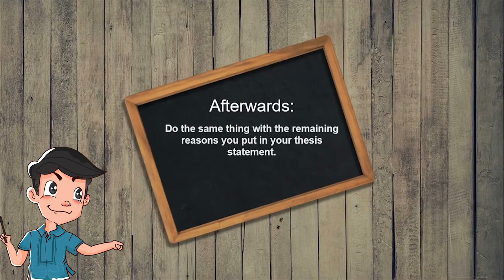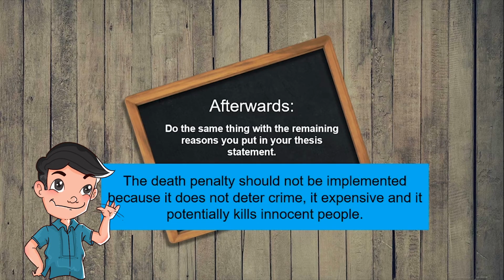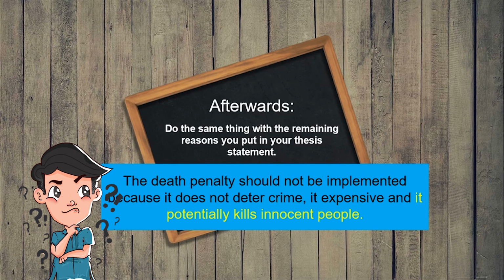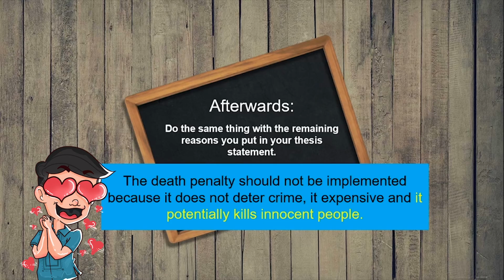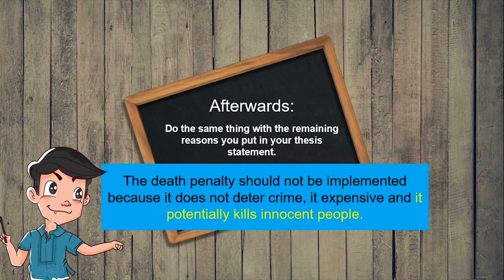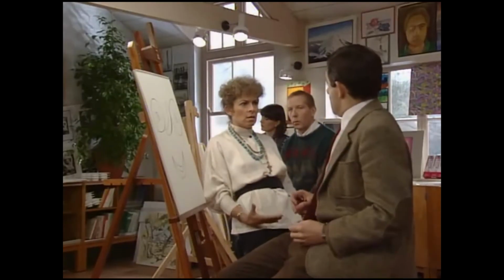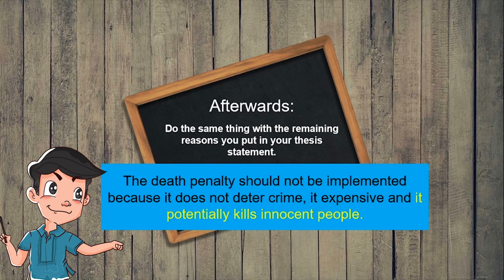And of course afterwards, do the same thing with the remaining reasons you put in the thesis statement. You have to do of course the same thing with the death penalty is expensive and it potentially kills innocent people, giving you 3 paragraphs in the body. Usually an argumentative essay would always have 5 paragraphs: 1 for the introduction, 3 paragraphs for the body, and 1 paragraph for the conclusion.